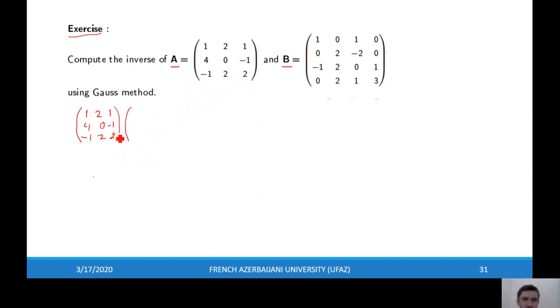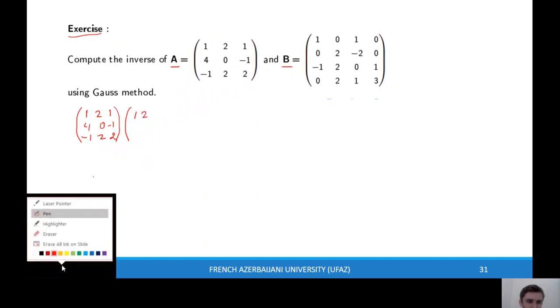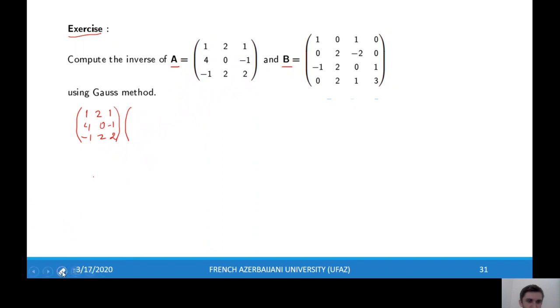and 1, 0, 0, 0, 1, 0, 0, 0, 1. Here instead of the second row, I will write the second row plus 4 times the third row. Then the result will be 1, 2, 1, 0, 8, 7, minus 1, 2, 2, and 1, 0, 0, 0, 1, 4, and 0, 0, 1.